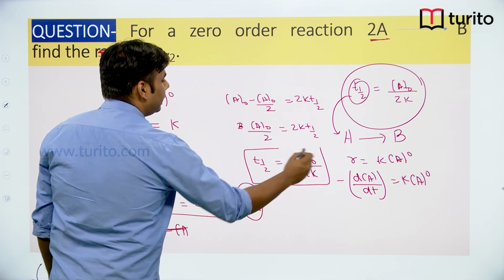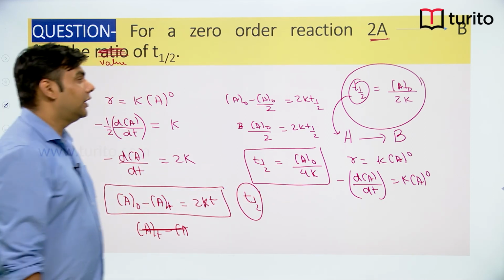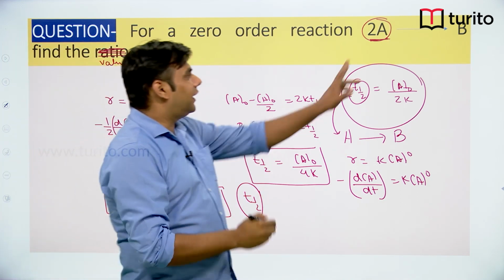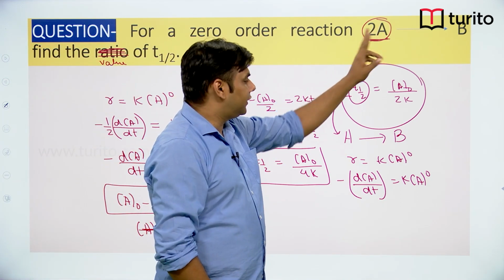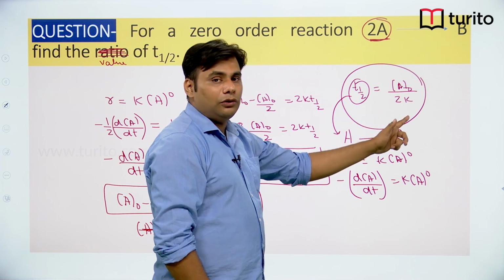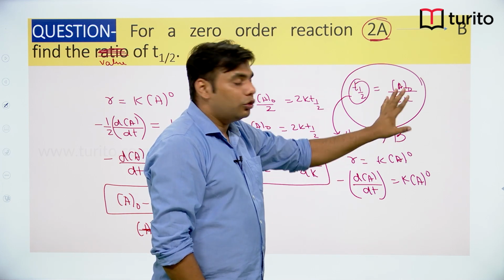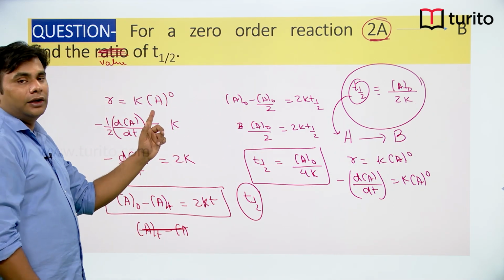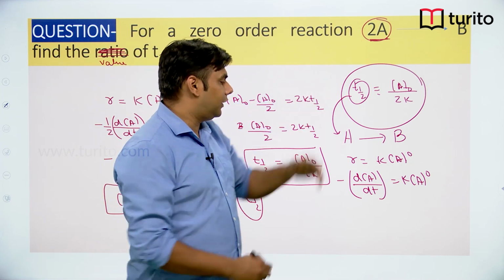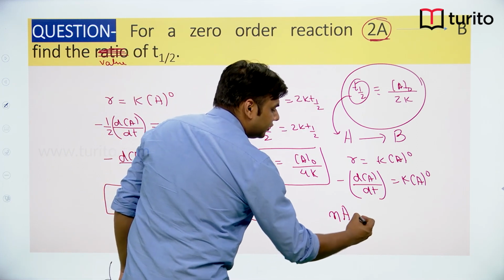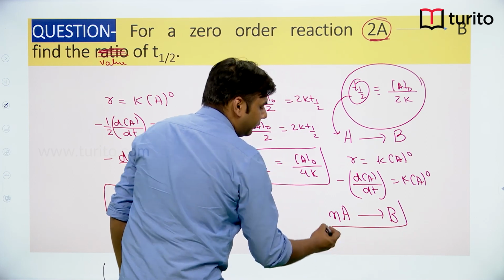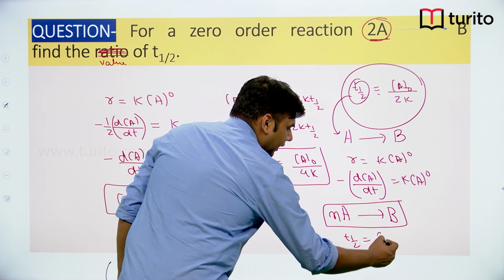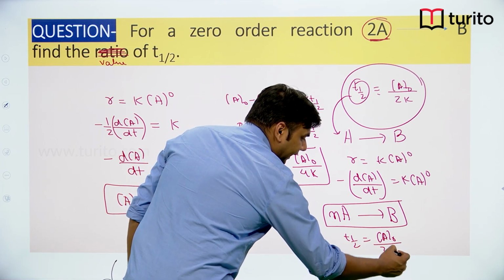Okay, so this is a different expression than that. So just take care of the stoichiometry. Now the shortcut of this is the factor which is there in the stoichiometry. If it is 1, then it is simply A naught by 2K. If it is 2, this will become 2 into 2K, because when you are writing the expression, this will become 2K. So if any factor is there, say a factor of N over here, so N A changing into B, and suppose you have been told that this is a 0 order reaction, so the T half of this would be A naught upon 2NK.